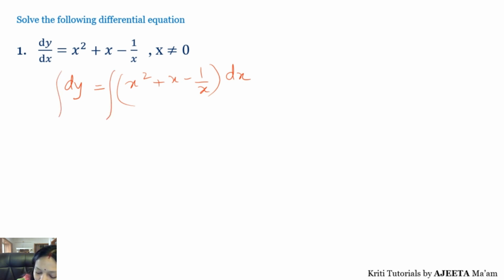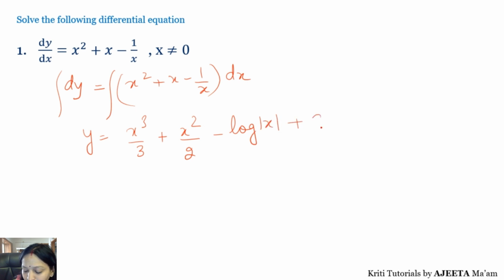So now let's integrate both the sides, right? So this is what we have. The integration of dy is y, the integration of x square is x cube by 3, the integration of x is x square by 2, and the integration of 1 upon x is log x plus c. So this is what we have as the answer: x cube upon 3 plus x square upon 2 minus log x. So this is what we have for solving the differential equation. Correct? So this is what we have for the question.